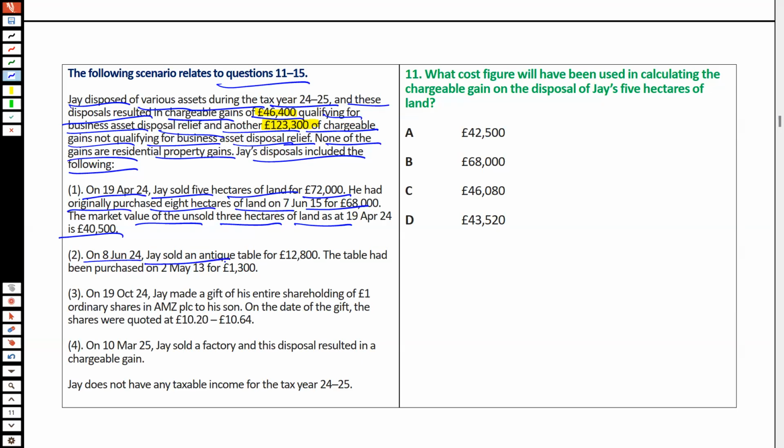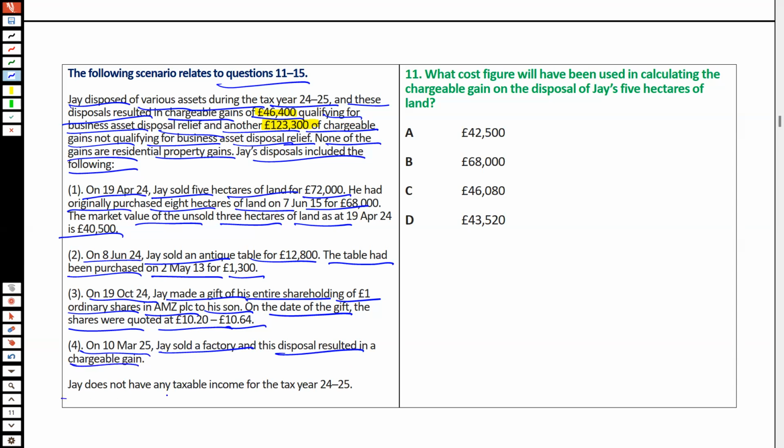On 8 June 24, Jay sold antique table for 12,800. The table had been purchased on 2nd May 13 for 1300. On 19th October 24, Jay made a gift of his entire shareholding of Pound 1 ordinary shares in AMZ PLC to his son. On the date of gift, the shares were quoted at 10.2 to 10.64. On 10th May 25, Jay sold a factory and this disposal resulted in a chargeable gain.